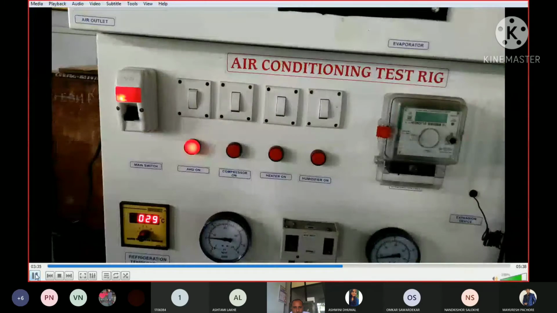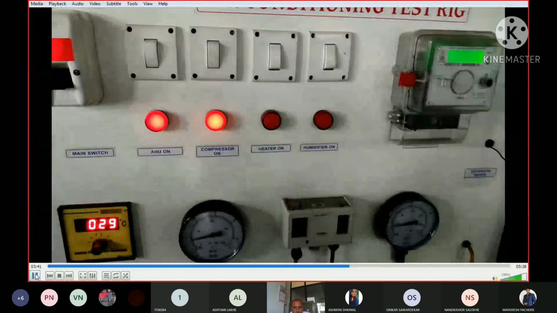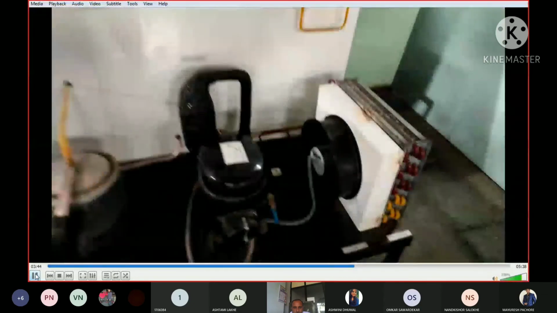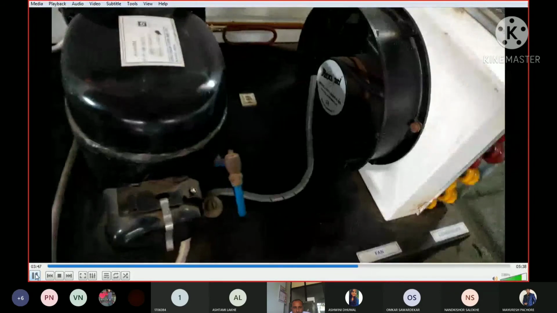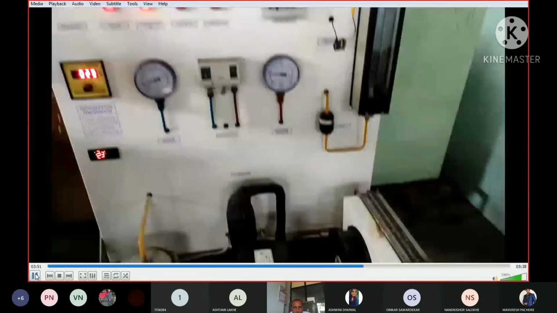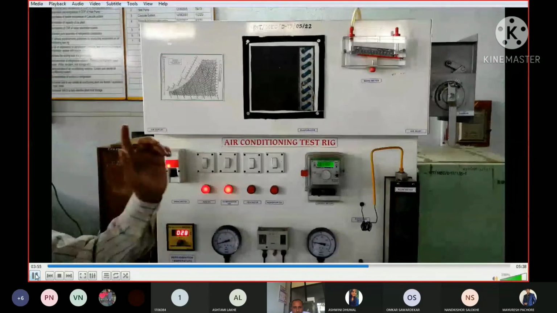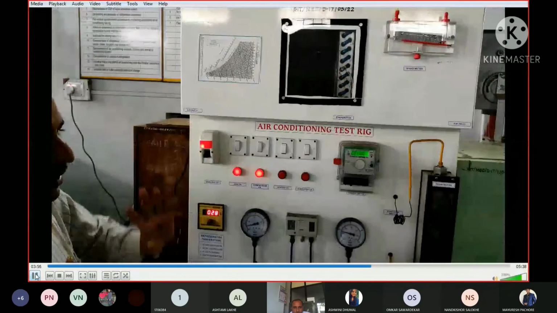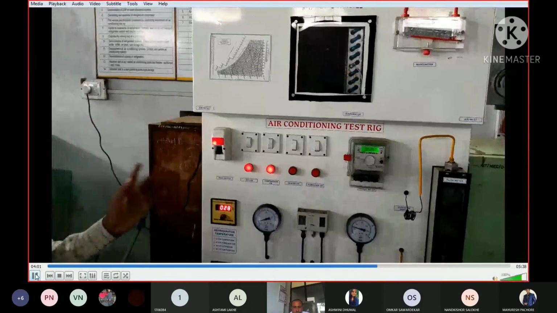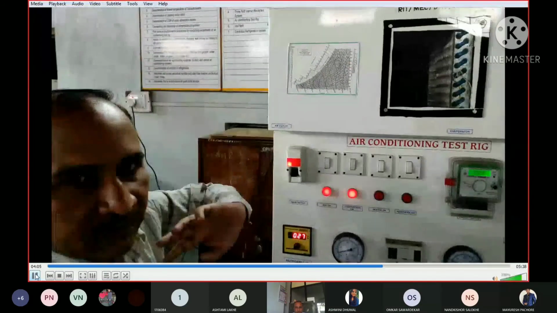For cooling and dehumidification, we have to turn the compressor on. If you see here, the compressor has been turned on. Allow some time. After 10 to 15 minutes, you have to measure the wet bulb temperature and dry bulb temperature of air at inlet and outlet. Pressure is constant, that is 1.013 bar. By using these properties, you can fix any 2 points at inlet and exit and plot the cycle.